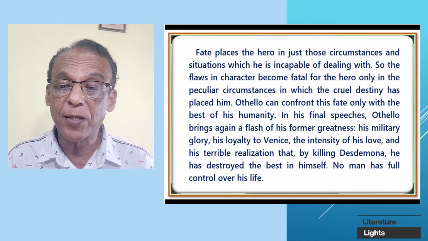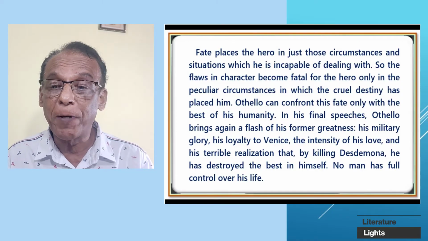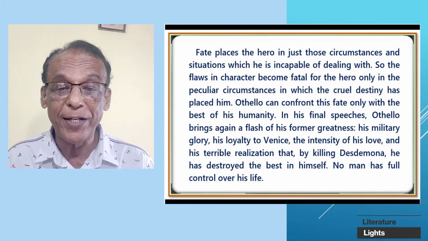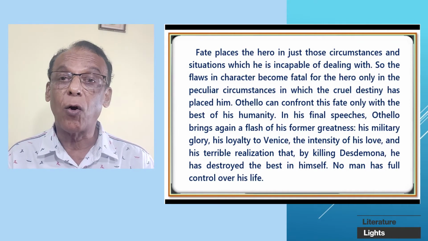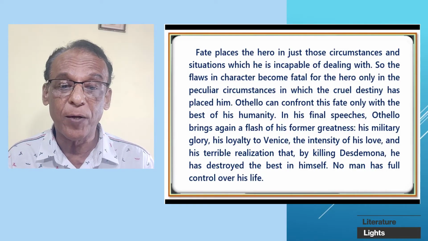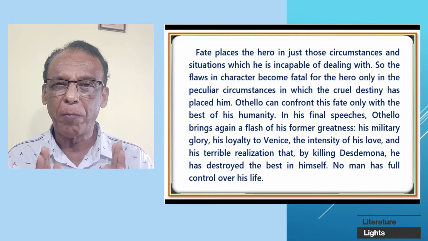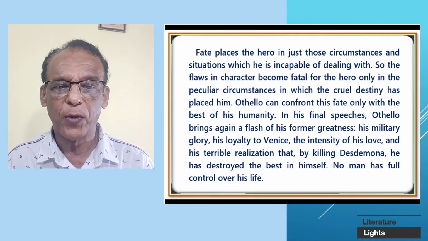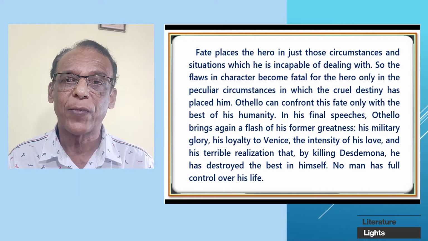Othello can confront his fate only with the best of his humanity. In his final speeches, Othello brings again a flash of his former greatness, his military glory, his loyalty to Venice, the intensity of his love for Desdemona, and his terrible realization that by killing Desdemona, he has destroyed the best in himself. No man has full control over his life.